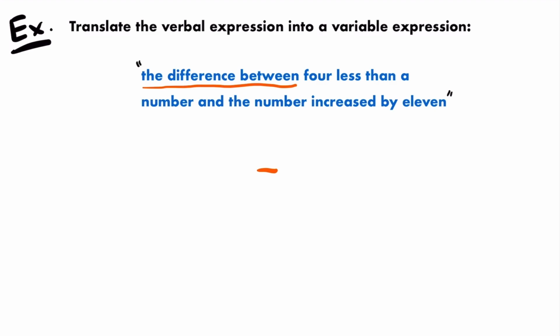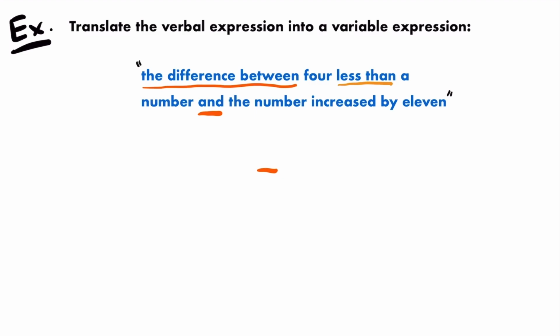In particular, those two numbers should be separated in the sentence by the word and. So looking at our sentence here, the difference between 4 less than a number and the number increased by 11. So that and separates the two numbers that we are subtracting. Let's start with the first one here, 4 less than a number. The phrase less than also refers to subtraction.